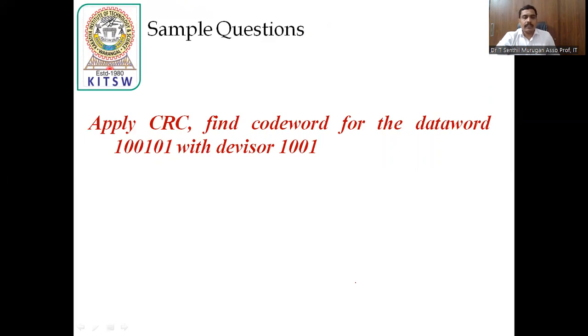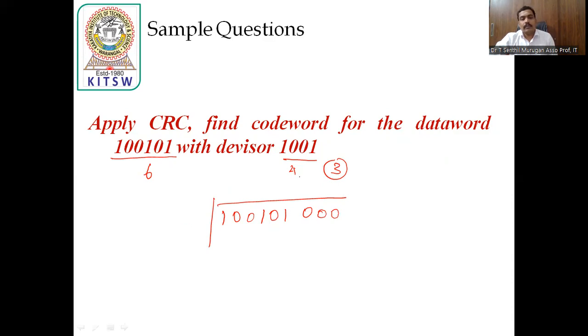Okay. So apply CRC. Find the code word for the data word 100101 with the divisor 1001. How can we do it? The total number of data bits is 6. Here the divisor has 4 bits, so we can add 3 extra bits to the data 100101. So you can add 000. Finally you can apply the division operation. What is the divisor? 1001. So now you can apply this same method.